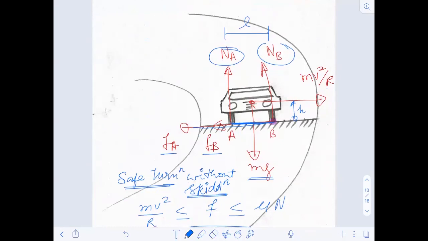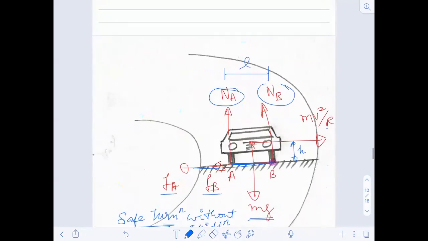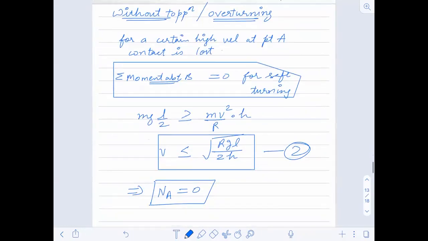Now from here, I'll give you one thing. If we make a car which has a wider base, that will have higher stability. If you see here, if L is more, velocity will be more. If H is more, velocity will be less.